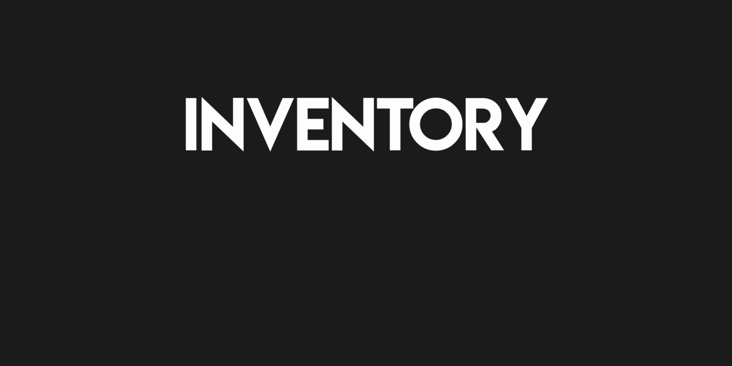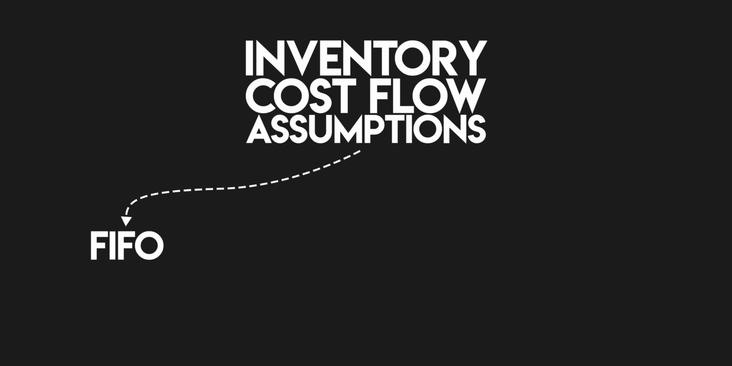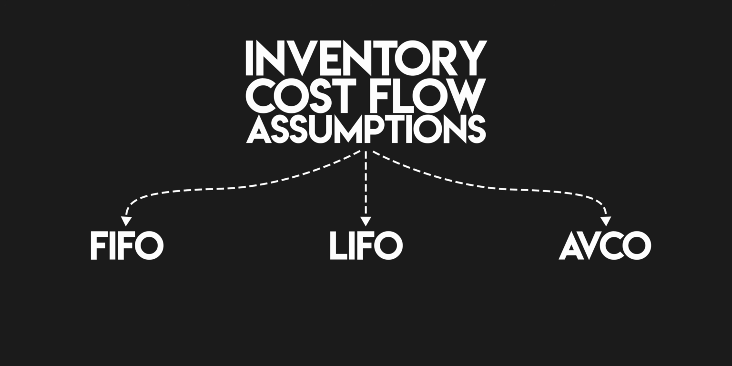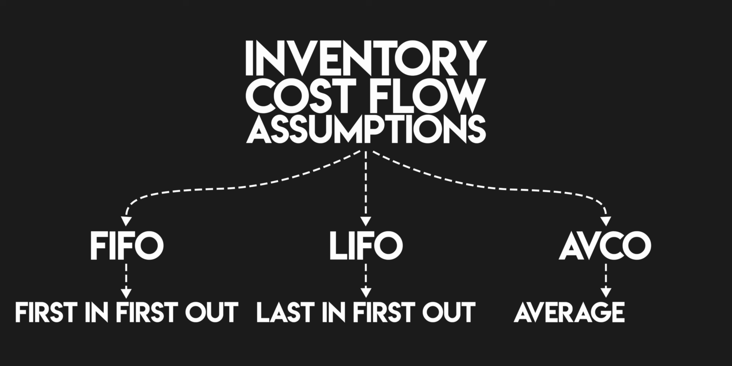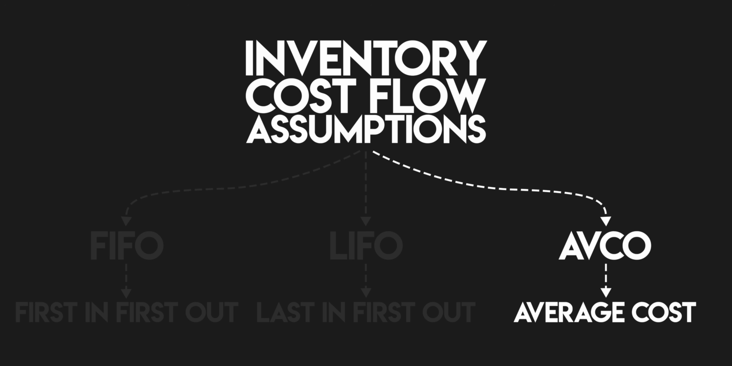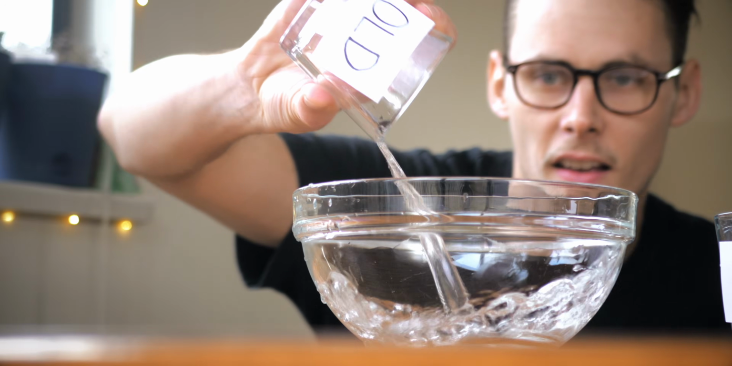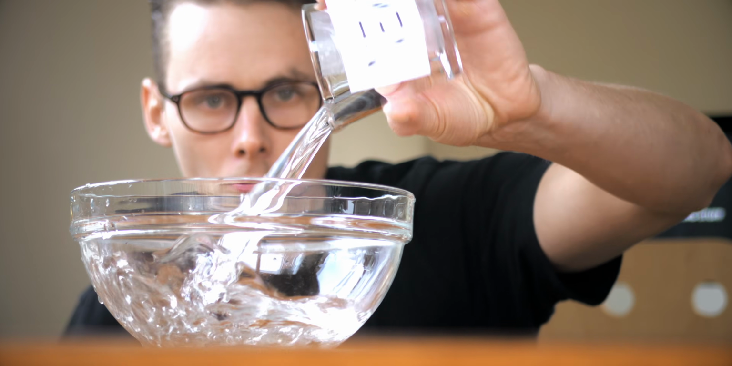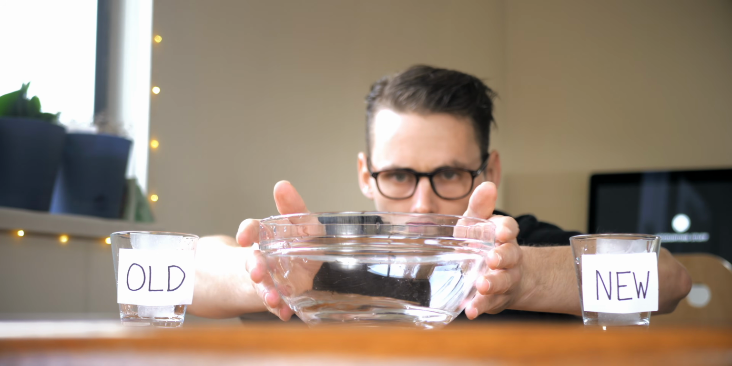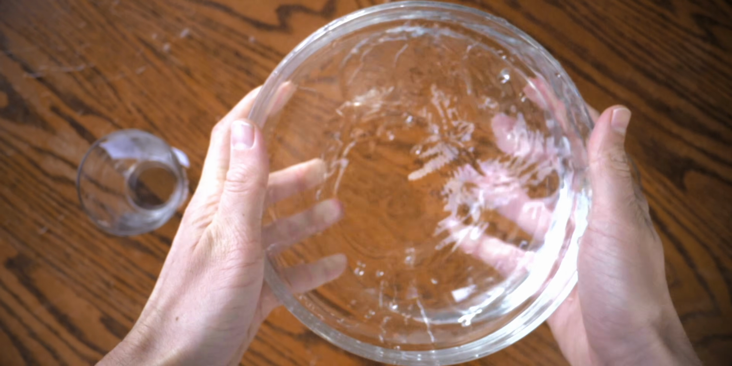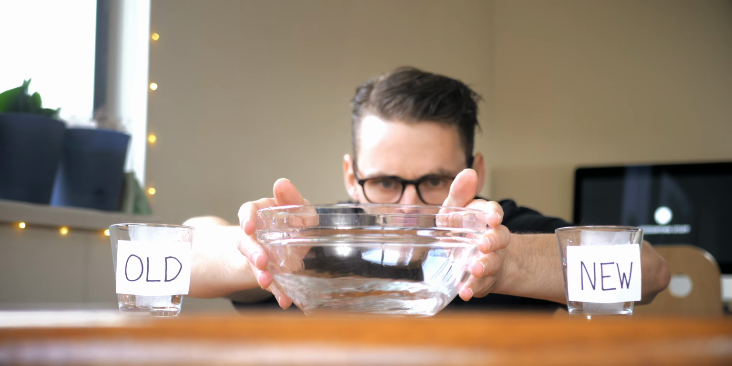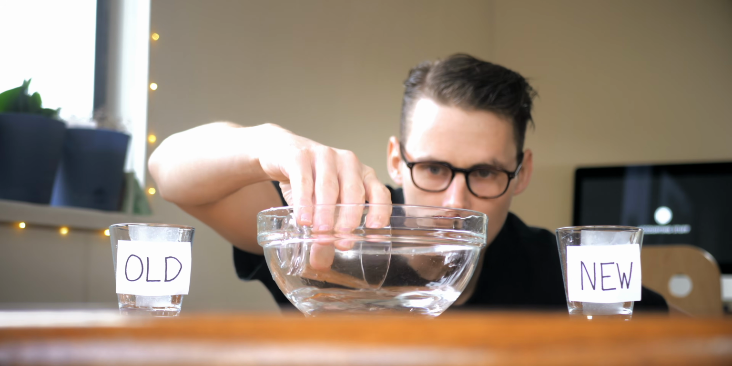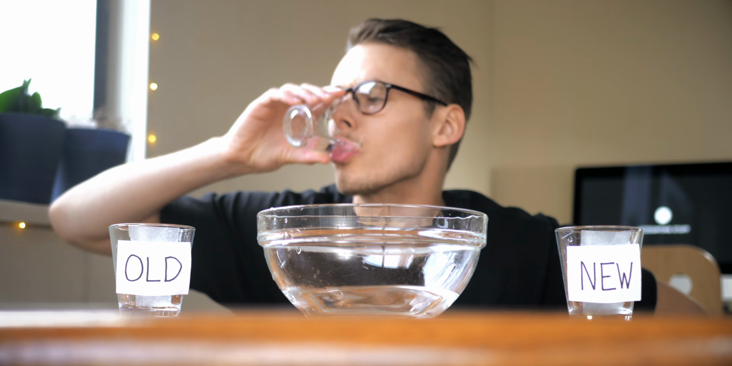There are 3 inventory cost flow assumptions: FIFO, LIFO, and AVCO. First in, first out, last in, first out, and the average cost or weighted average cost method. When you make a sale using AVCO, you assume that all of your goods available for sale are valued at their weighted average cost per unit. It doesn't matter what order you bought your inventory, you assume that it all gets mixed up together, whether or not that's the case in reality. Remember, this is an assumption.